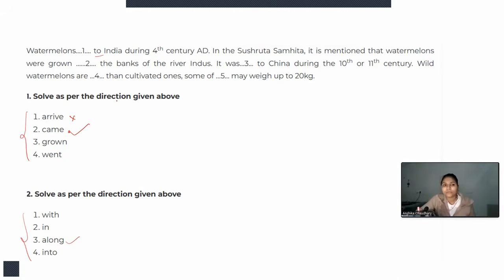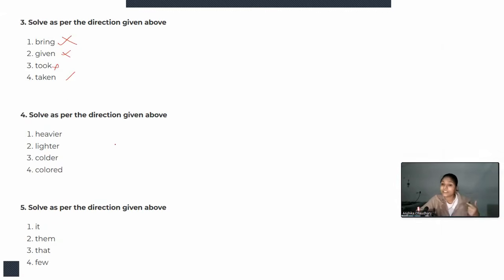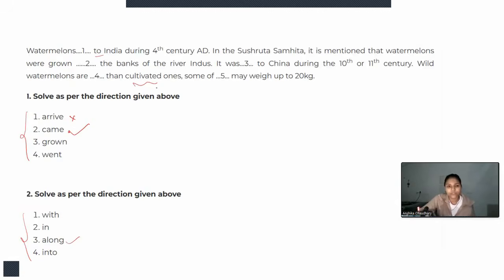Moving forward: wild watermelons are heavier than cultivated ones. Here we are basically comparing two types of watermelon: wild, or natural, watermelons, and cultivated ones. Cultivated ones means that we farm for them, we grow them intentionally, right? So usually wild watermelons are heavier than those cultivated ones because natural is always natural, right? So it is heavier, right?